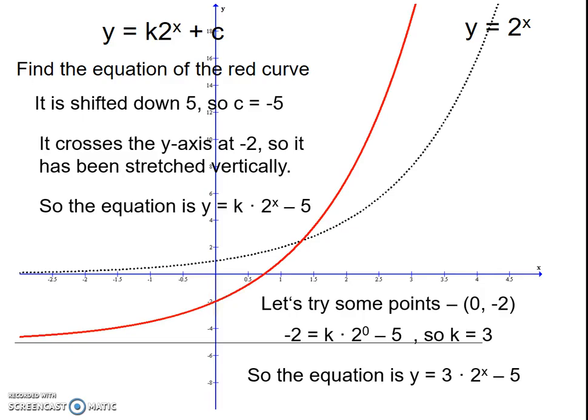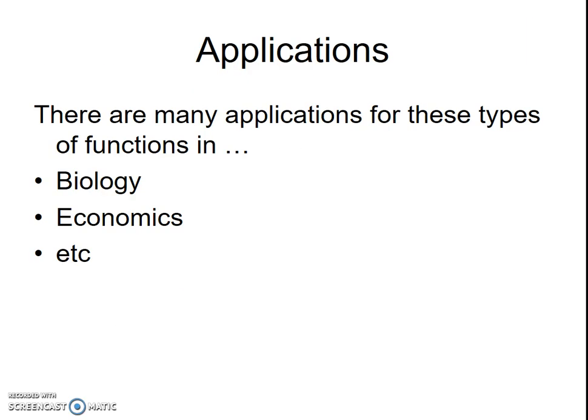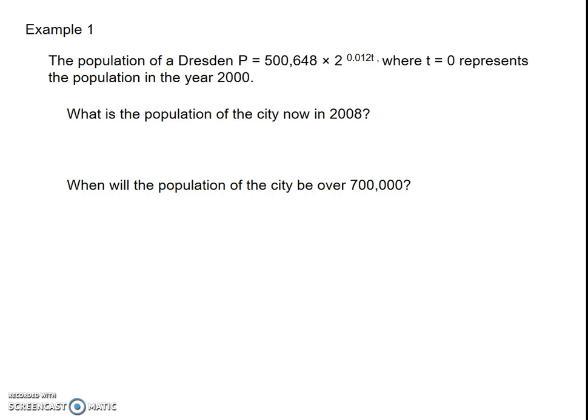Okay, let's go on to some applications. We've already talked about what they could be. Here's a couple of actual applications. So, a city in Germany, Dresden, has a population of that, and the 2 would suggest it doubles, and it doubles every that many years. So when whatever years would make that a 1, that's how long it would take to double.